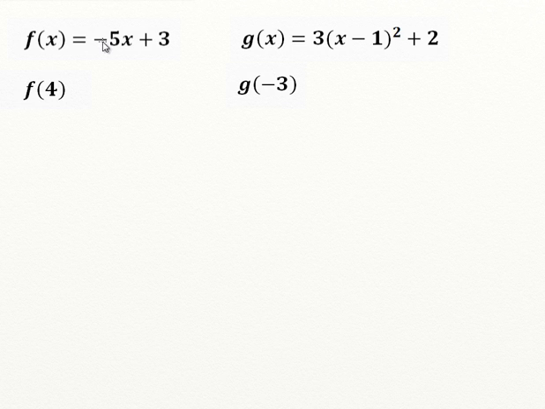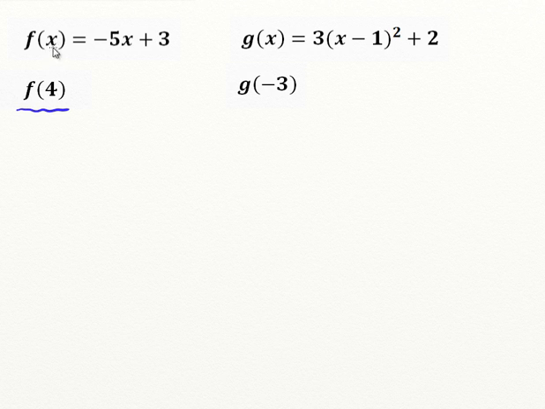We have two functions listed above, and these functions are listed in function notation. We have f at x, which is clearly a linear function, and we also have g at x, which is a quadratic. Well, if the question asked us to evaluate f at 4, how would we solve that? Well, it's a simple matter of substitution.